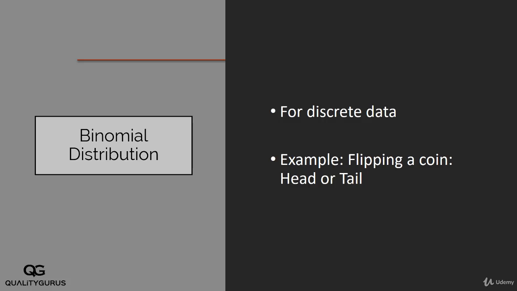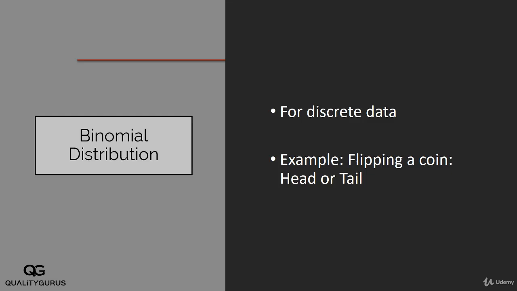So as we earlier said, binomial distribution is used when you have discrete data, when the data is in steps. And the example of that could be flipping a coin. A coin could have head or tail. Let's say if I flip a coin, there is a 50% chance that this would be head and there is a 50% chance that this could be tail.